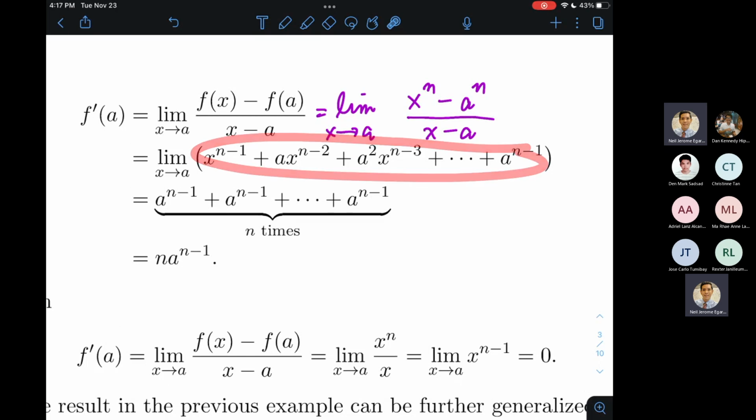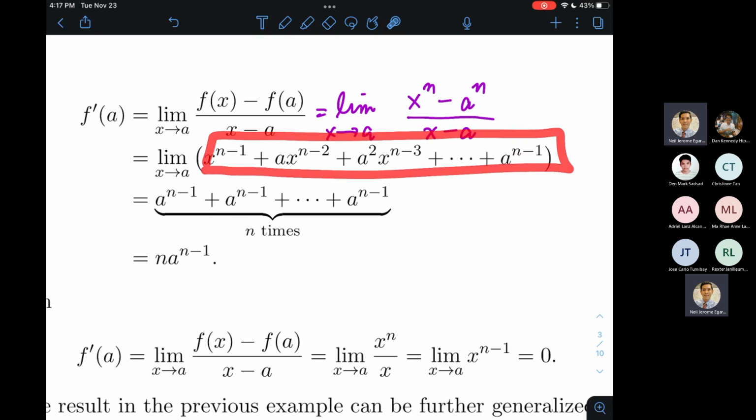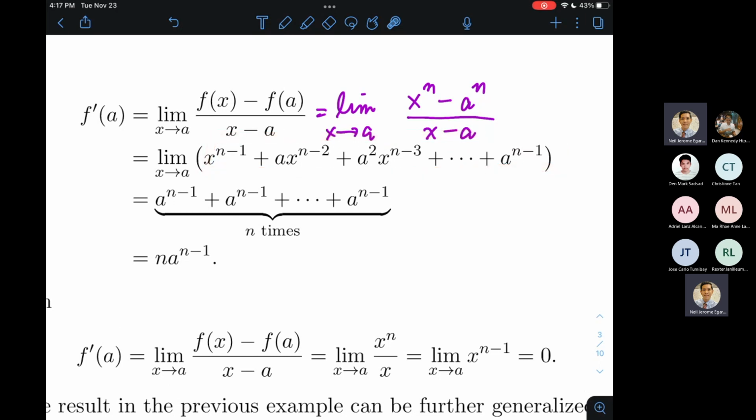But this guy is a polynomial, and we knew from the previous chapter that polynomials are continuous everywhere. Tapos ang idea ng continuity, analytically at least, ay equal yung limits of function value. So we can just simply plug in x equals a into this expression, and we'll get a to the power n minus 1. So here we'll have a times a to the power n minus 2. So that will be equal to a to the power n minus 1.